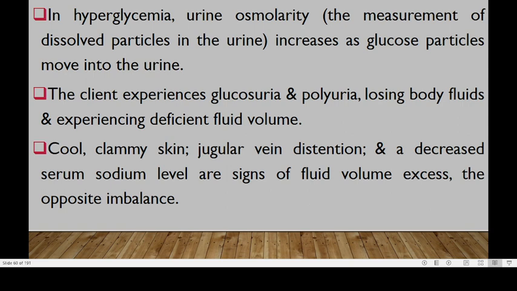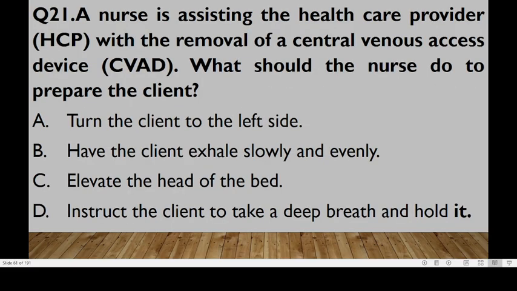The cold, clammy skin, the jugular vein distension, and a decreased serum sodium level are signs of fluid volume excess, the opposite imbalance.